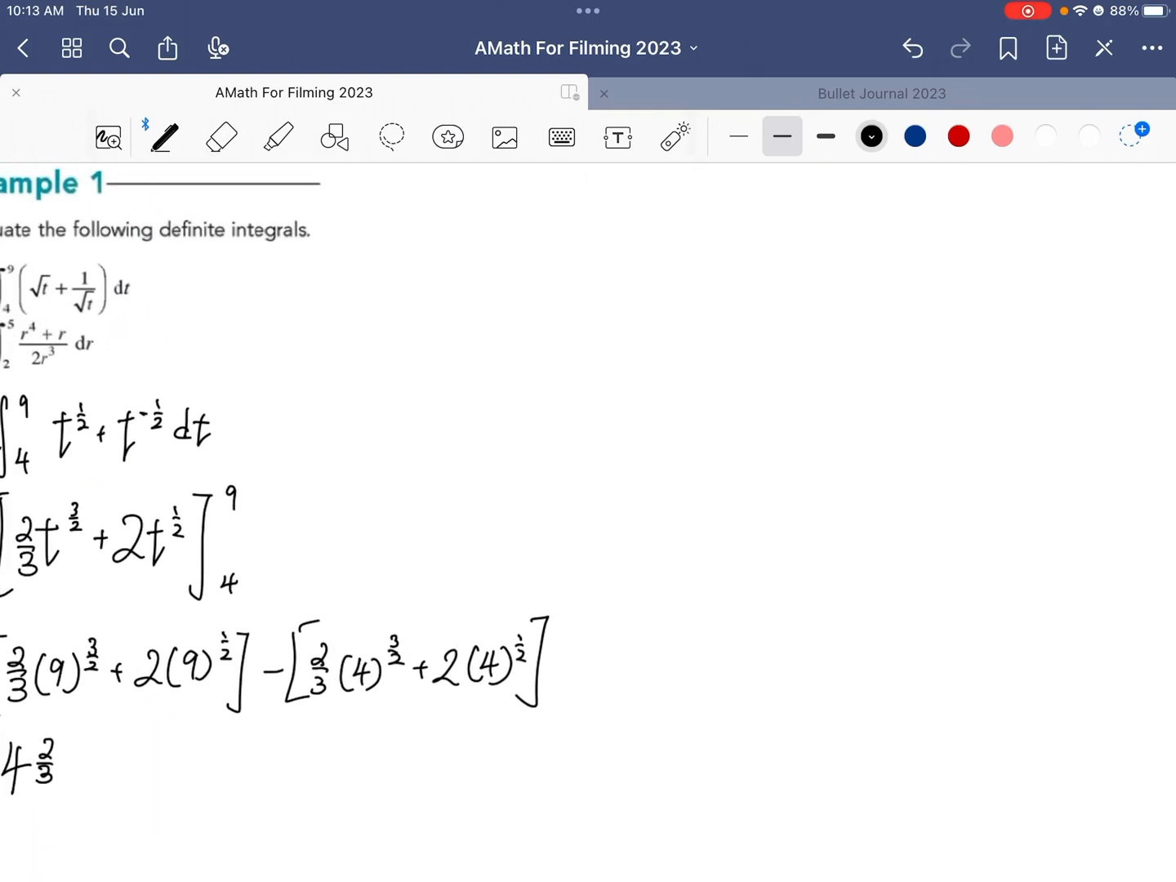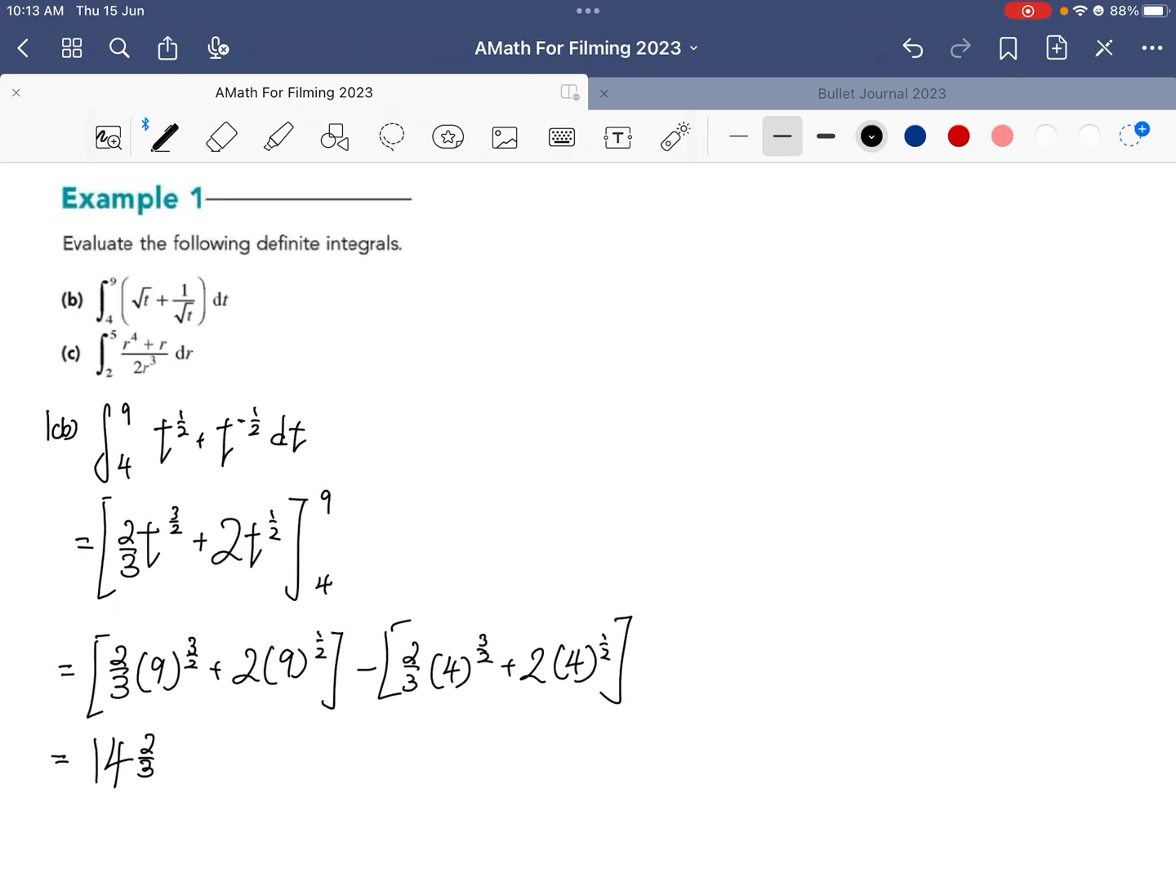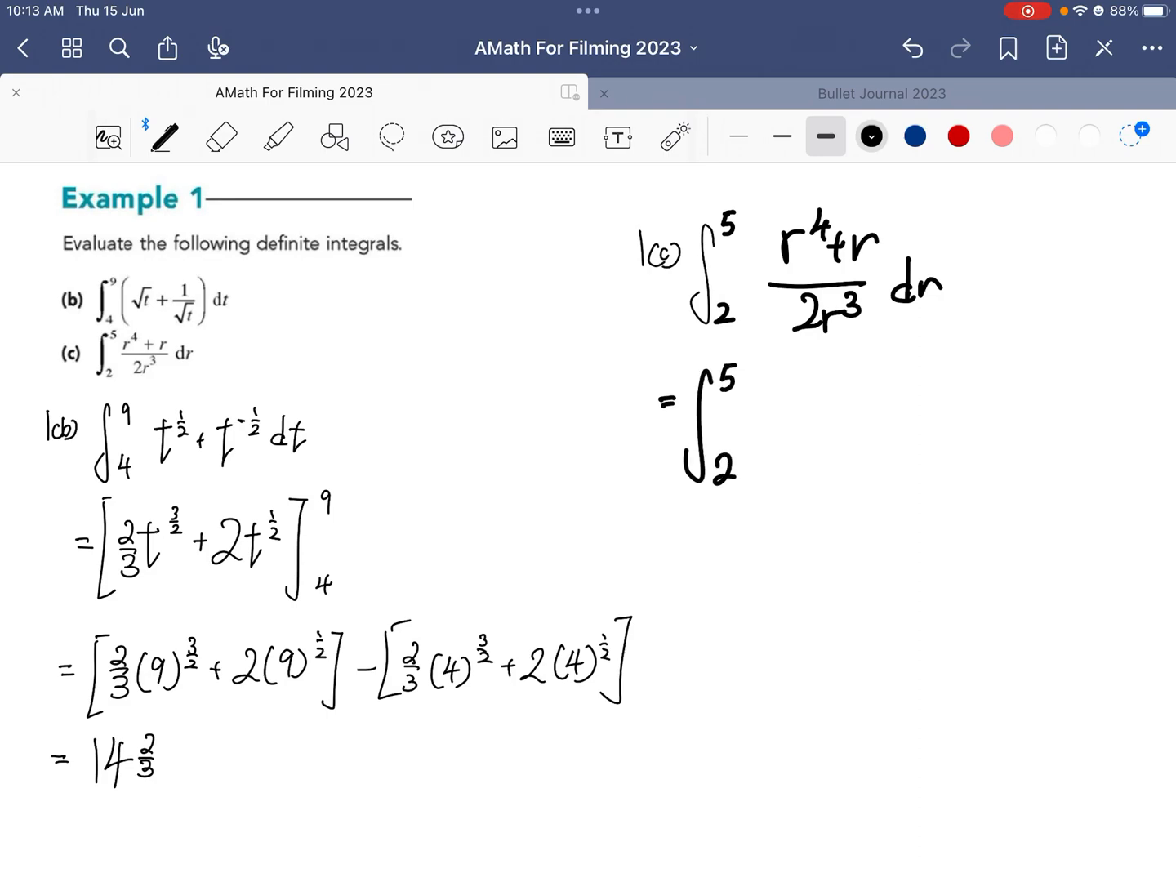Okay, now I'm going to try 1C with you. For 1C, what we have here is integrating from 2 to 5, r to the power of 4 plus r over 2r cubed with respect to r. So what we can do here is first we simplify. Always try to simplify if possible. R to the power of 4 over r cubed is half r plus half r to the power of -2, and we're still integrating with respect to r.